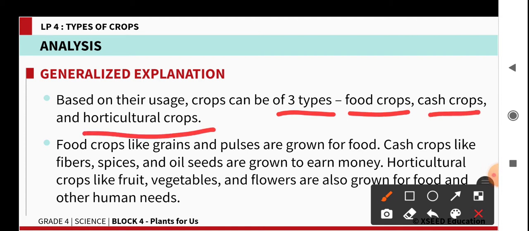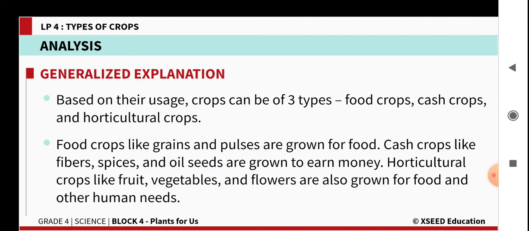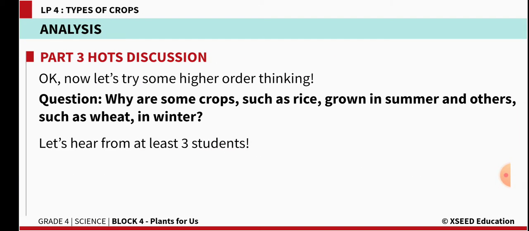Examples of food crops are grains and pulses. Examples of cash crops are fibers like cotton and jute, spices like cumin, and oil seeds like mustard. By selling them, farmers earn money. Examples of horticultural crops are fruits, vegetables and flowers. These are all grown to obtain food for human beings. So these are the different crops farmers are growing for us.